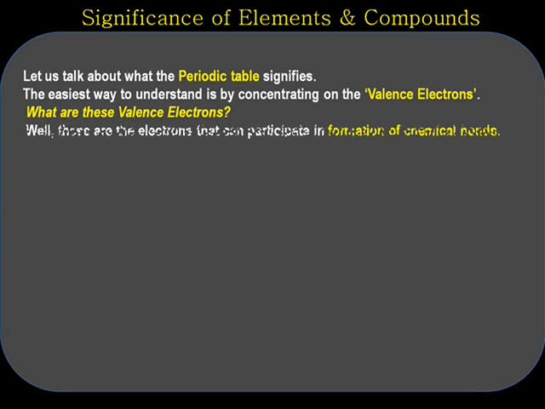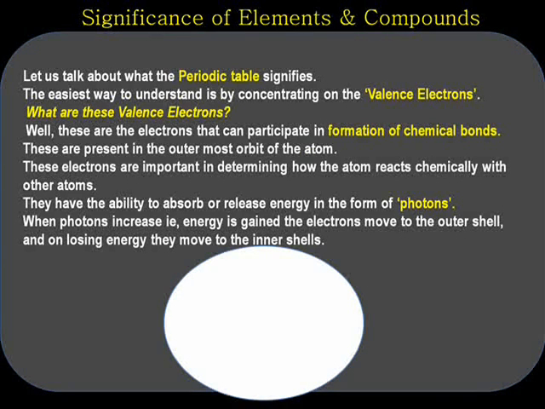Now what are these valence electrons? These are the electrons that can participate in formation of chemical bonds. These electrons are present in the outermost shell or orbit of an atom. These electrons are important in determining how the atom reacts chemically with other atoms. Electrons have the ability to absorb or release energy in the form of photons. When an electron gains energy, it moves to the outer shells, and when it loses energy, it moves to the inner shells of the atom.